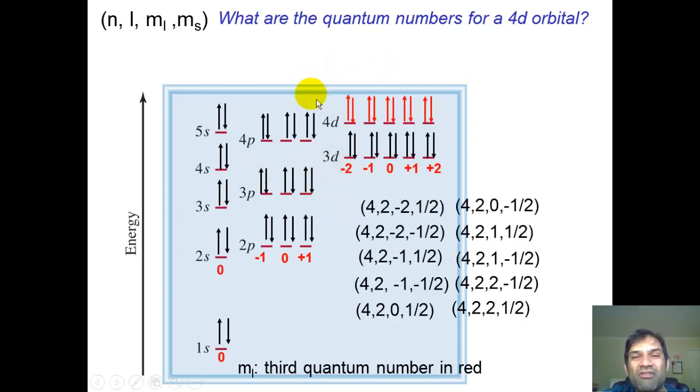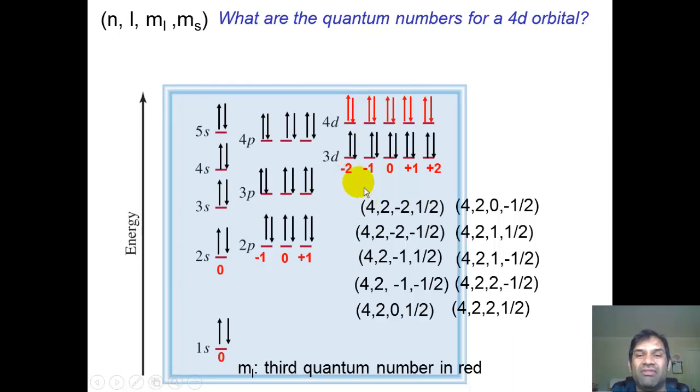Okay, how about for a 4d orbital? Remember, a 4d orbital, just like a 3d or a 5d, holds 5 spaces for a total of 10 electrons. So we're going to need 10 answers here. Our first one is the principal quantum number, which is 4. So that's your n. l for a d orbital is going to be 2. Again, that's something you just have to memorize. And now, where are the slots, the m sub l?